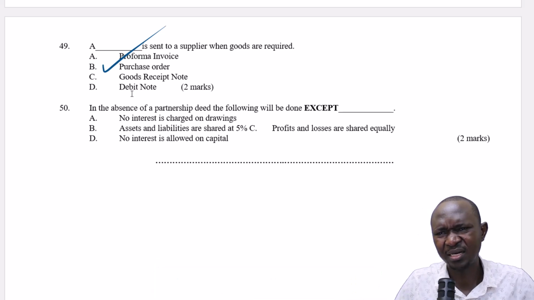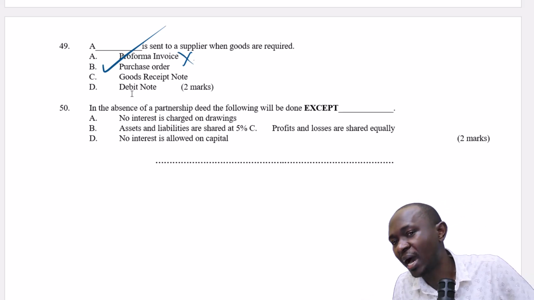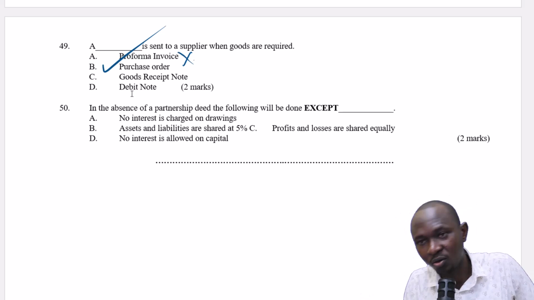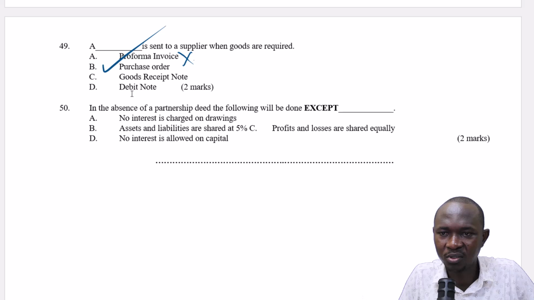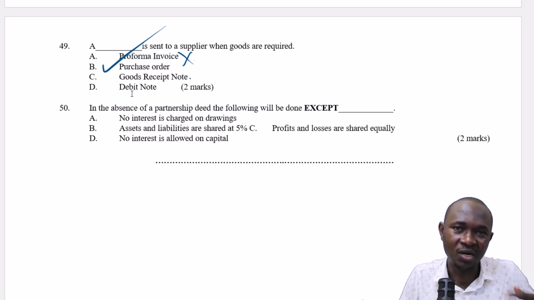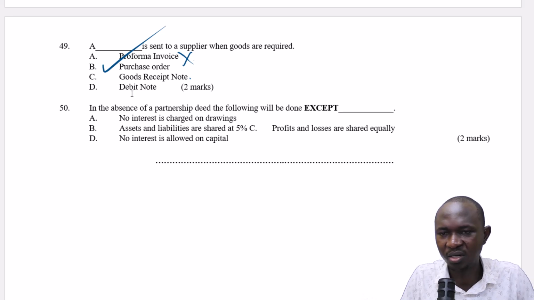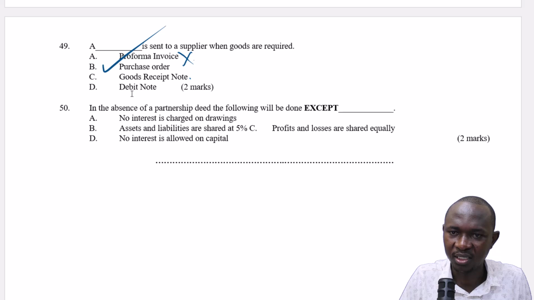You can't send a pro forma invoice. Pro forma invoice is sent to the customer, not to the supplier. Goods receipt note, once you receive the goods, and here we are talking about when goods are required. Debit note, correcting an undercharge. So the correct answer is B, which is purchase order.